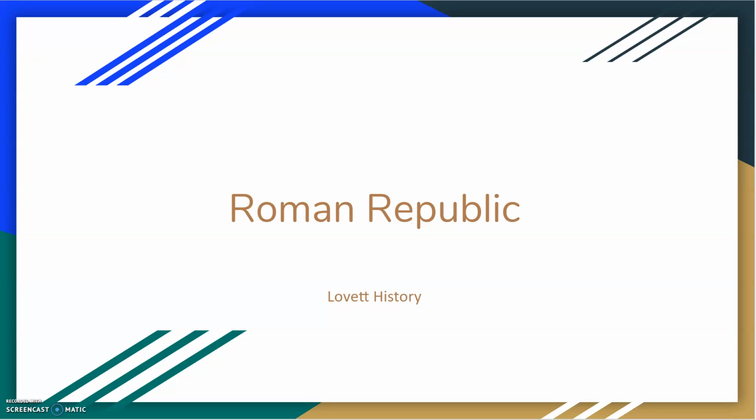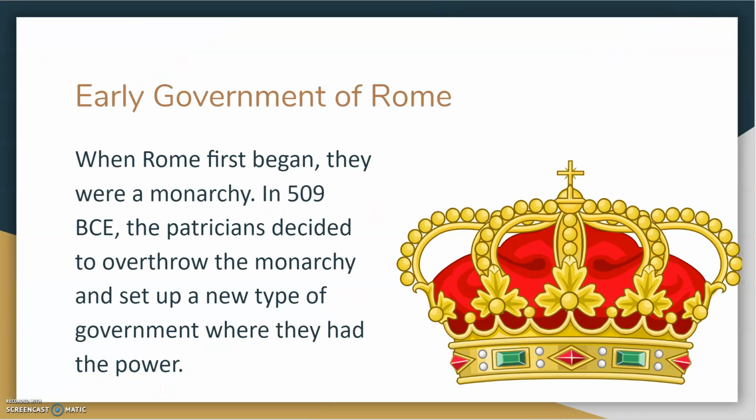So, to start, in the beginning, Rome was a monarchy. So if you think back to Greece, or if you think back to civics, if you took civics last year, a monarchy is when one person rules. And so in the beginning, Rome was a monarchy, and the patricians decided, we don't really want to follow the king anymore. So they overthrew the king to try to get more power. And that was in 509 BCE.